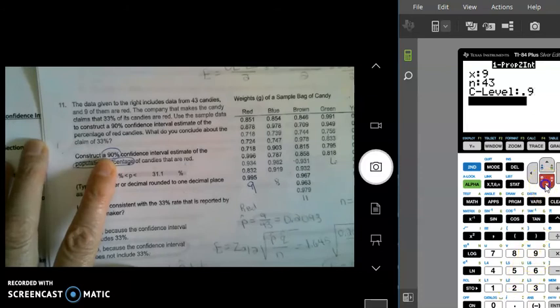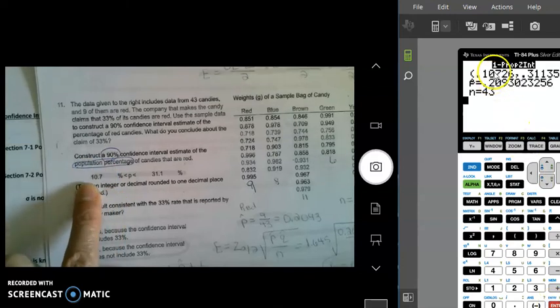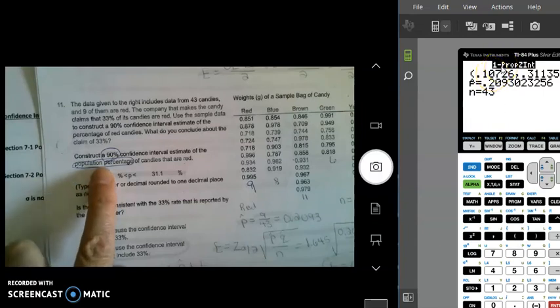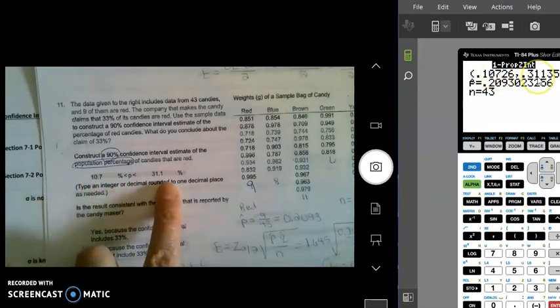Okay, I'm going to go to calculate. Here's the answer. This is my lower value. This is actually this number in decimal form. This one says percentage, so instead of putting it in decimal form, you're going to multiply by 100. This is my lower value, and there's my upper value right there.